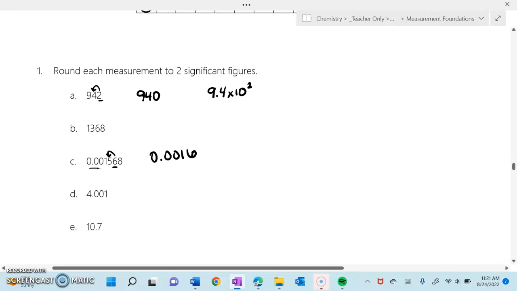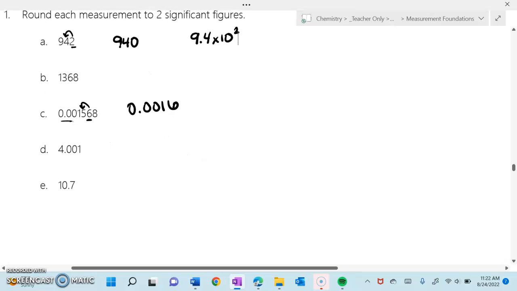Notice that our significant figures match. In standard notation we have 2. In scientific notation we have 2. The times 10 to the second power does not count towards significant figures. That's just its own little notation telling us how large the number is. It's not the significant figures. Kind of like a placeholder.